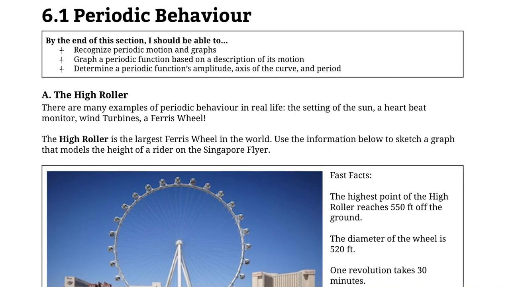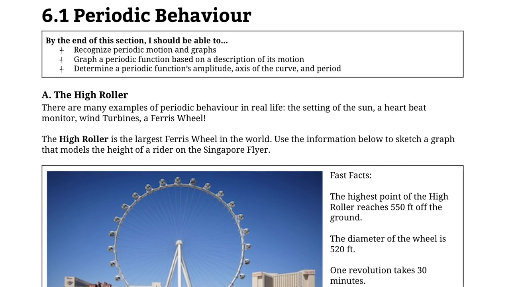In this lesson, we're going to learn about periodic behavior and be able to identify what it is. By the end, we'll be able to recognize periodic motion from graphs, we'll be able to graph a periodic function based on the description of its motion, and we'll be able to determine these three things from a periodic function: its amplitude, axis of the curve, and its period.